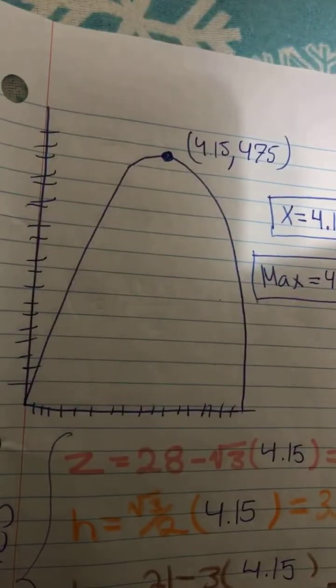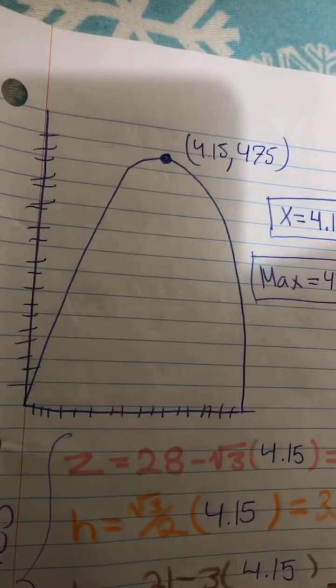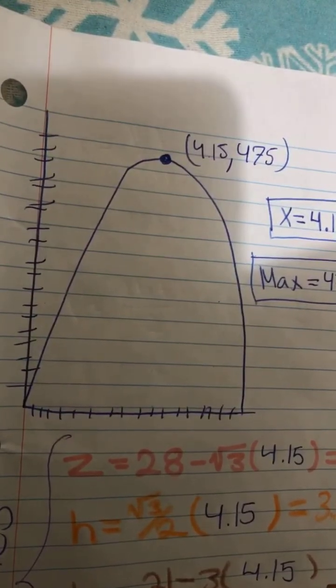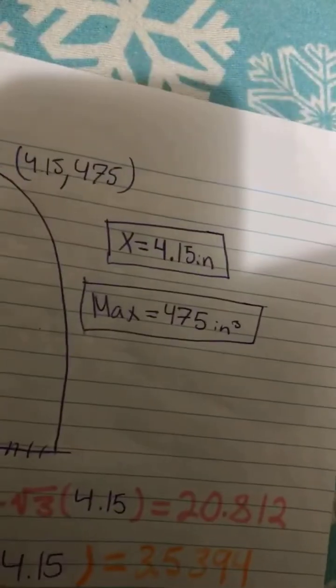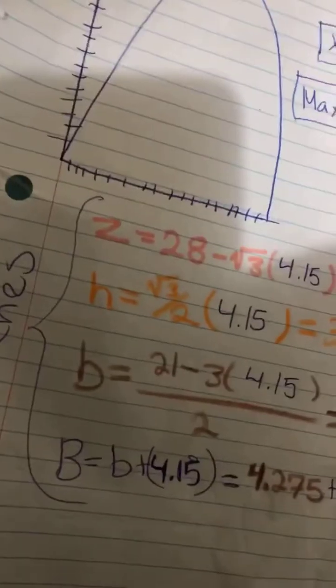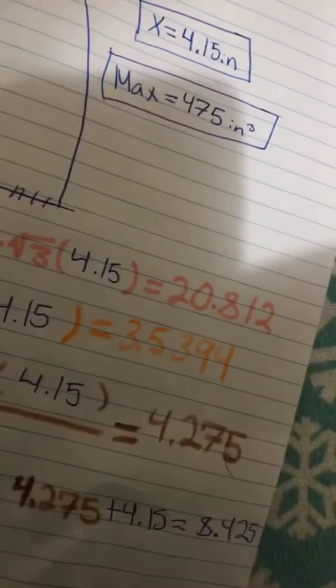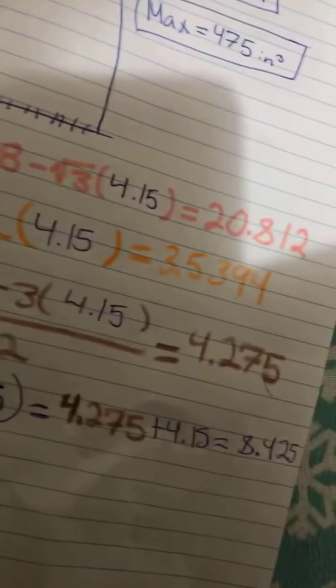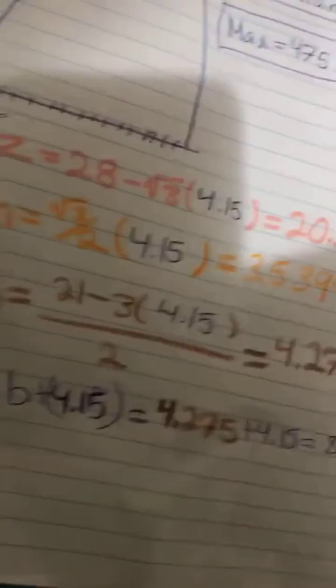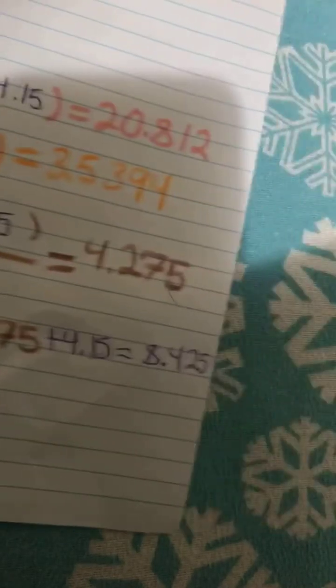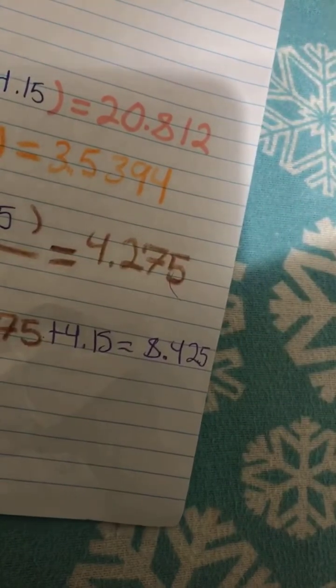When we plug it in the calculator, x equals 4.15, y equals 475, x equals 4.15. We plug it in z and it equals 20.812. We plug it in h and it equals 3.5394. Plug it in little b and it equals 4.275. These are in inches, and we plug it in big B and it equals 8.425.